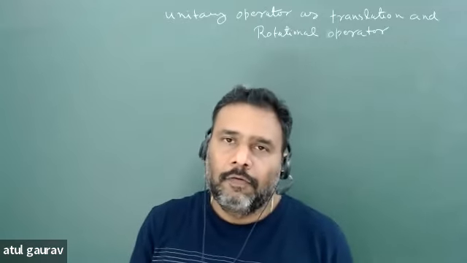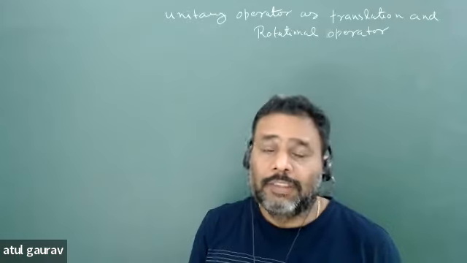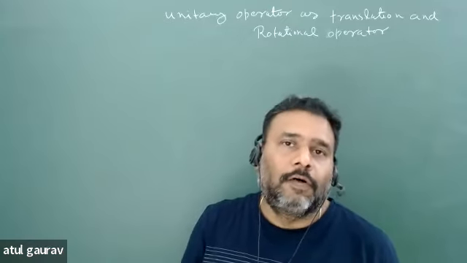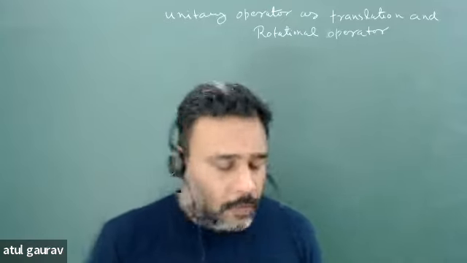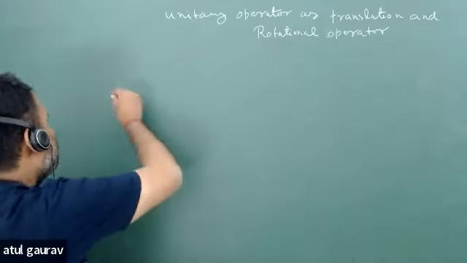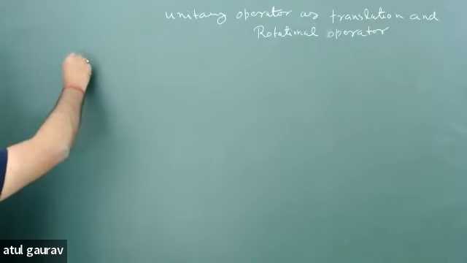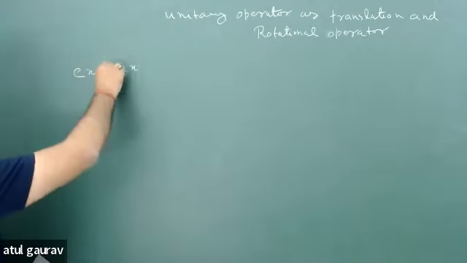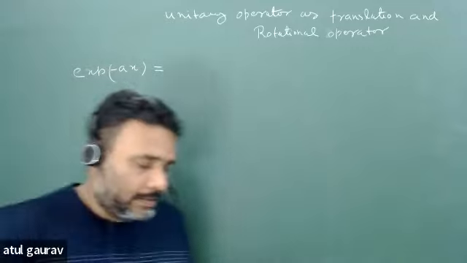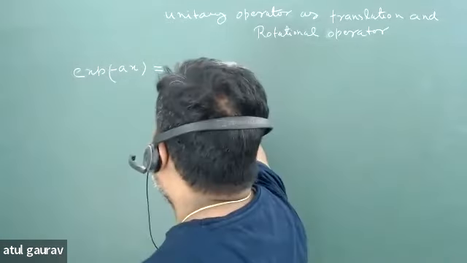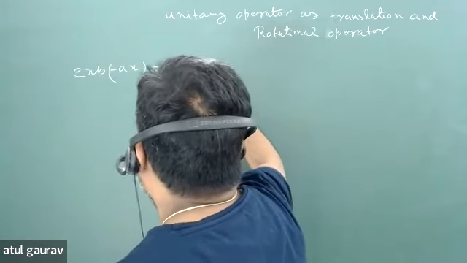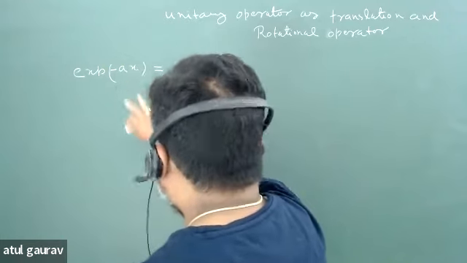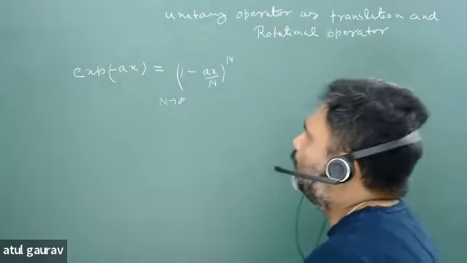And then we will try to formulate some different types of operators, which are in general unitary in nature. And that will do a lot of work for the quantum mechanical system. So what we have, and this is just a mathematical identity. Suppose we have exponential minus ax. Then this can be written as (1 minus ax by n) to the power n, where n tends to infinity. So this is one of the mathematical identities we have to use.